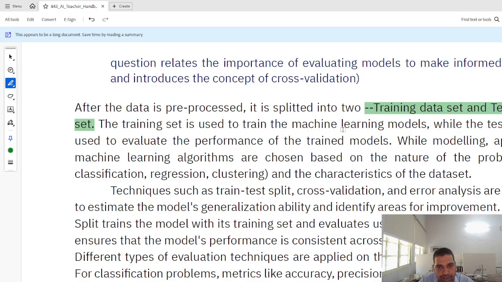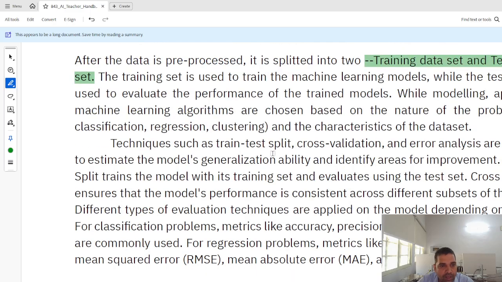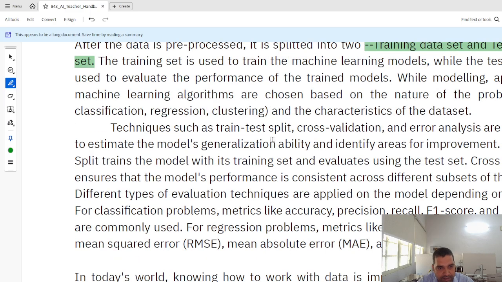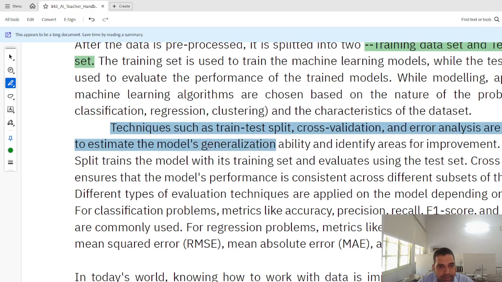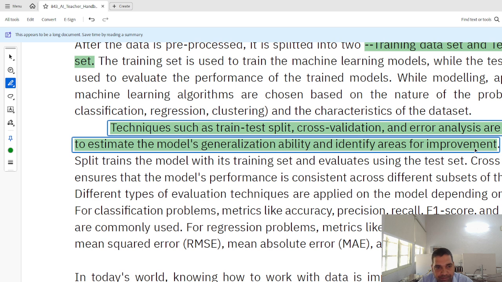The training set is used to train the machine learning models, while the testing set is used to evaluate the performance of the trained models. While modeling, appropriate machine learning algorithms are chosen based on the nature of the problem. Students, we classify the data, or we use regression algorithms or clustering, depending on the characteristics of the data set. Techniques such as train-test split, cross-validation, and error analysis methods are employed to estimate the model's generalization ability and identify the areas for improvement.